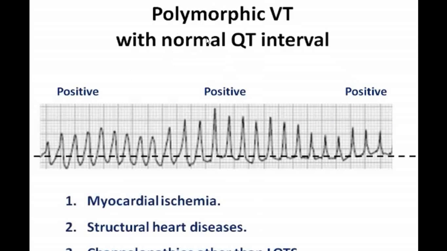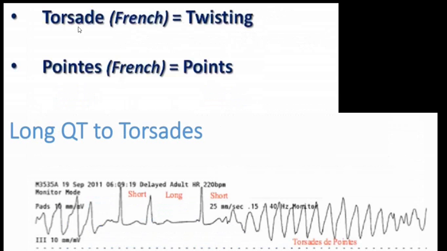This is classical polymorphic ventricular tachycardia with normal QT. So you can see these are positive but different complexes, the morphology is different. See this morphology is different. This is polymorphic but the QT interval is normal. Myocardial ischemia, structural heart disease, channelopathies, etc. will be with this type of complexes. Torsade means twisting, pointes means points.